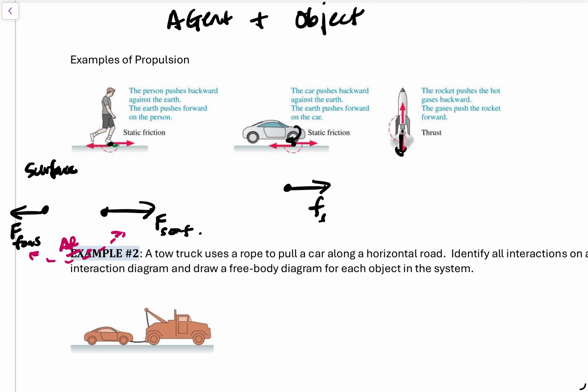And that means if we think about the third law, there has to be an equal and opposite force pushing upward in that opposite direction. And that is going to be our thrust force. So these are just different examples of propulsion.